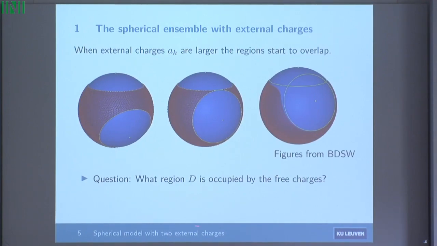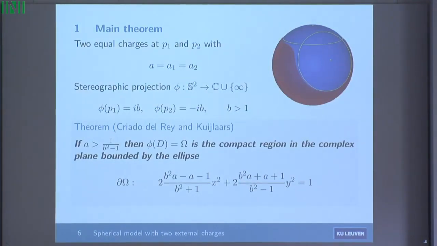And so the question that was left open in this paper is, what is the region that's occupied by these free charges? Can we say something about it in case of overlap, so in case these A_k, these charges, are big? And our result deals with the situation when we have two external charges located at two points, P1 and P2, and the charges at each of these positions are the same. So we have two equal charges at these two points.